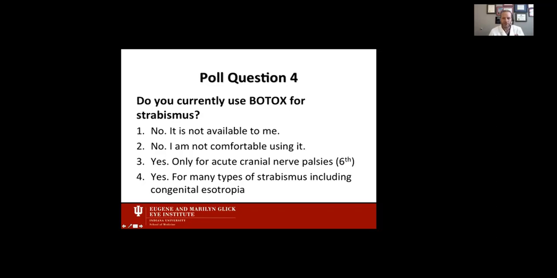All right. Do you not have it available at all? You have it, but you're not comfortable using it. You use it, but only really for things like acute 6th nerve palsies, or you love BOTOX and use it for everything. You're one of these people that uses it for infantile or non-refractive esotropia. You use it for all kinds of strabismus forms. All right, we'll launch the results of our poll.